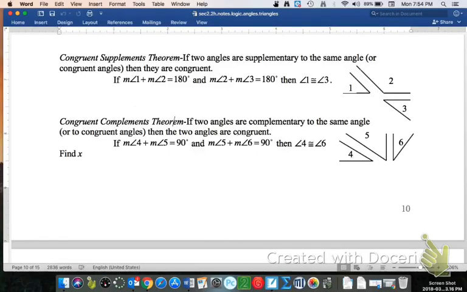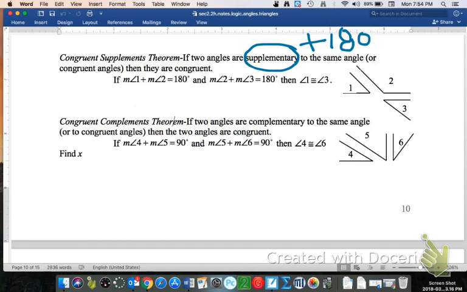We're going to look at the congruent supplements theorem and the congruent complements theorem. The congruent supplements theorem says if two angles are supplementary, remember that supplementary means that they add to 180 degrees. So if two angles are supplementary to the same angle or congruent angles, then they are congruent.